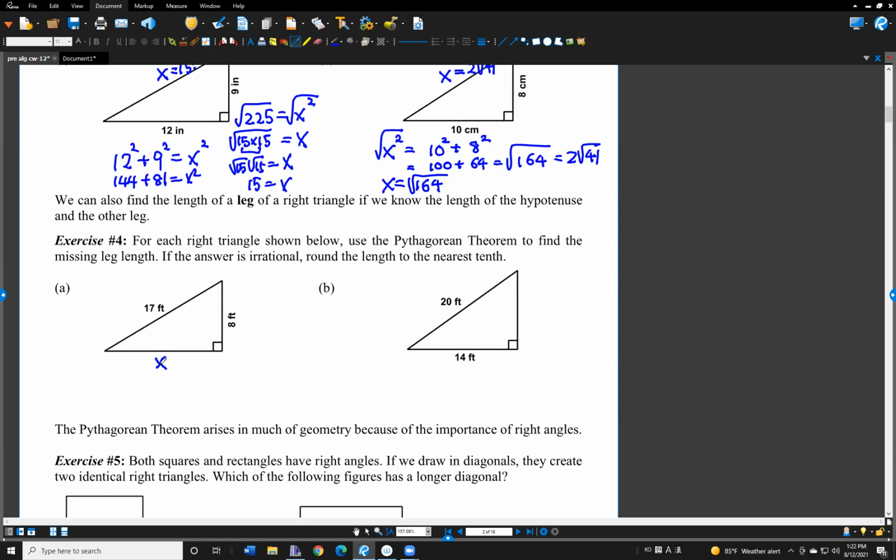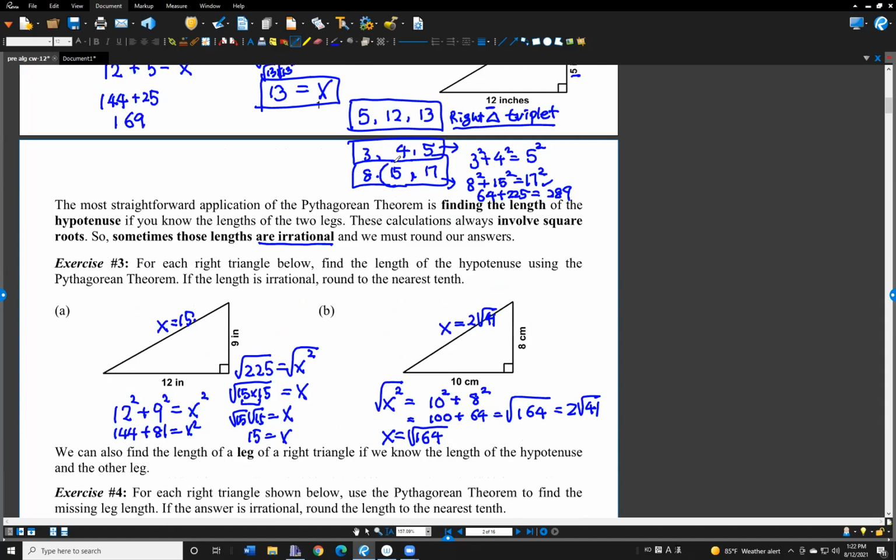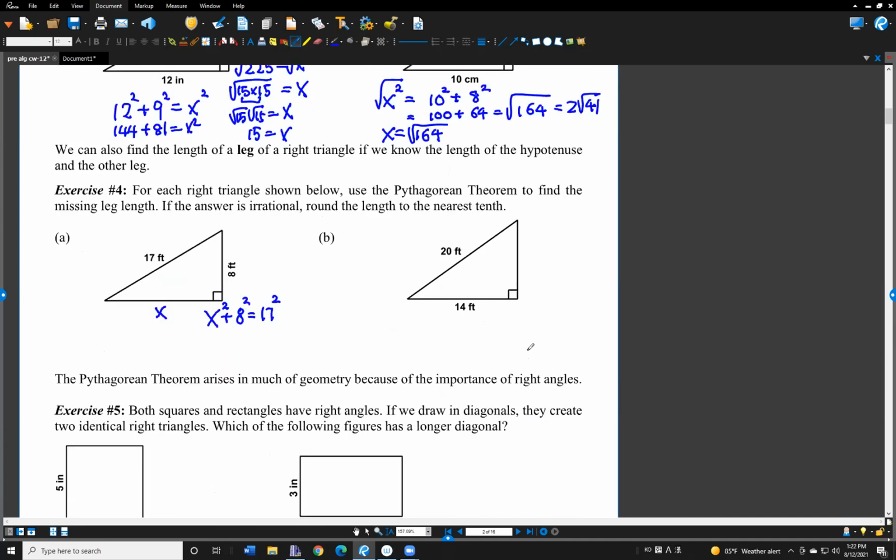Now we apply the Pythagorean theorem because this is a right triangle. x squared plus 8 squared equals 17 squared. Oh, we already know that, right? 8, 15, 17. x is 15. We know the right triangle triplet with 8 and 17, the other number should be 15. But we're going to solve this using the Pythagorean theorem anyway. So x squared equals 17 squared minus 8 squared. 8 squared is 64, 17 squared is 289. 289 minus 64 is 225.